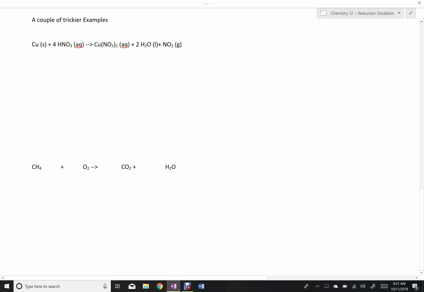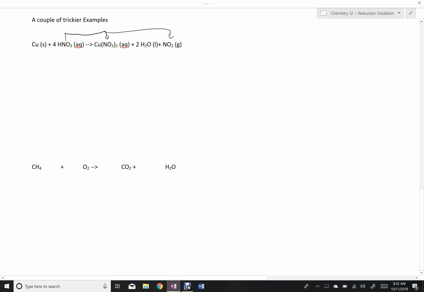Okay, in this video I'm going to look at the half reactions for a couple trickier examples for some redox reactions. We're going to start with an example here where copper is reacting with nitric acid to make some copper nitrate, some water, and some nitrogen dioxide. What makes this example a little bit trickier is that this nitrogen is feeding both the nitrates in the copper nitrate and the nitrogen dioxide.